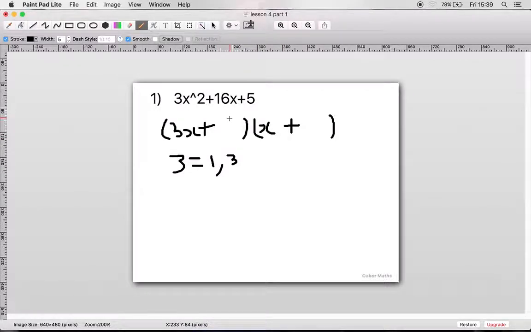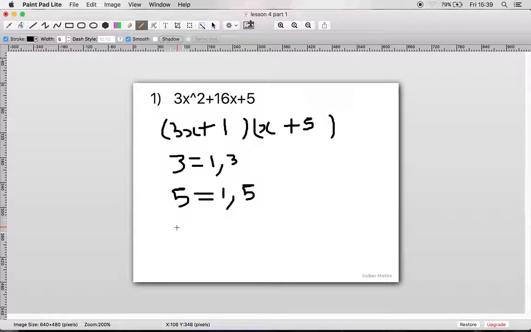Now for our next step, we're going to ignore the 16x because that's the hardest bit to make. But we're going to try and make our add 5. So again, we need to think about our factors of 5. And just like the 3, 5 is a prime number, so that's going to be 1 and 5. But we need to try and work out which way round they go to make our 16x. So if we try our 1 in this bracket, that's going to give us plus x. If we try our 5 in this bracket, that's going to give us plus 15x, which altogether is going to give us plus 16x, which is what we need. So we're going to put our 1 in this bracket and our 5 in this bracket.